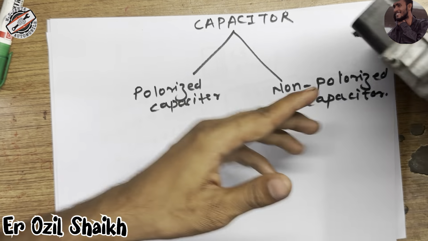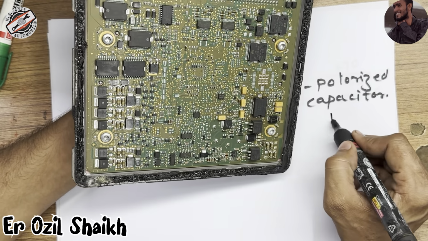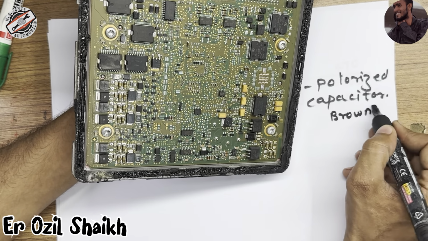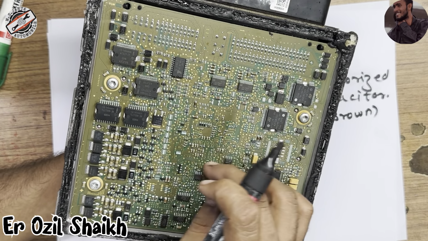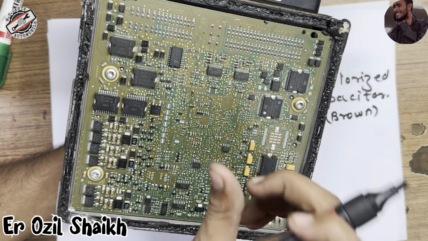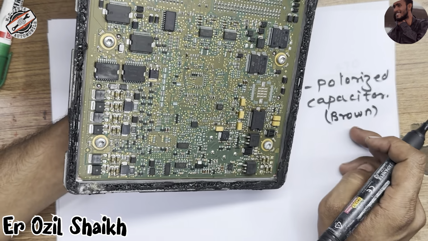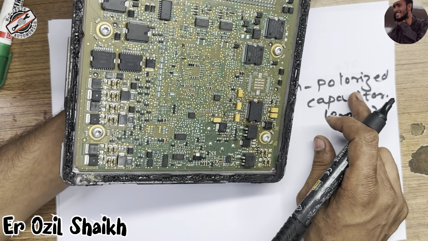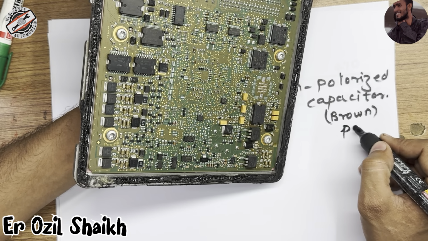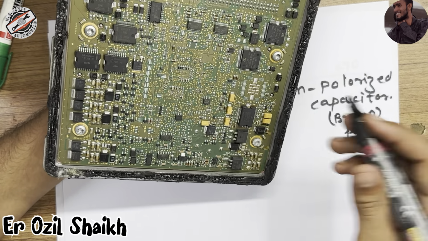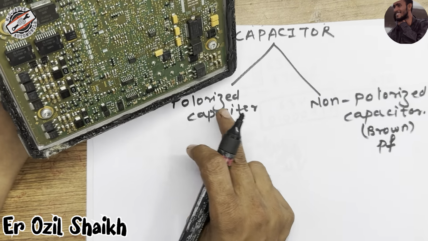If you see here, there is a non-polarized capacitor. The color of a non-polarized capacitor is brown. Anywhere you can see the brown color of a capacitor, that is a brown component. So you have to know that this is the non-polarized capacitor, which I measure in picofarad, PF. That's why we call it PF. And this is the polarized capacitor.